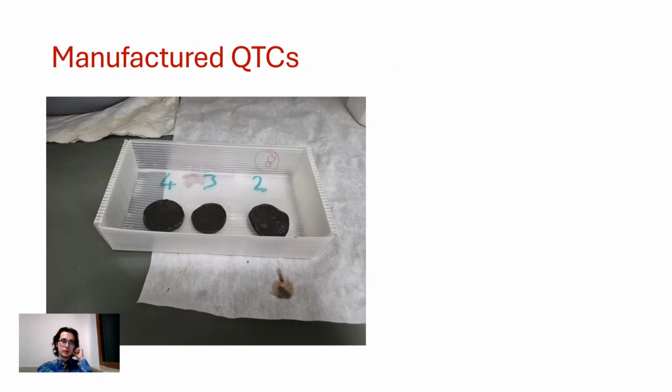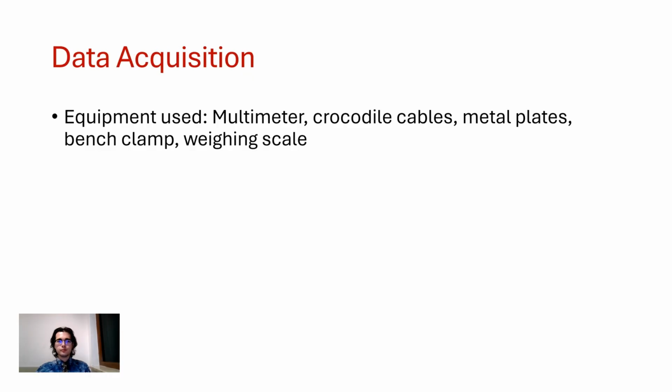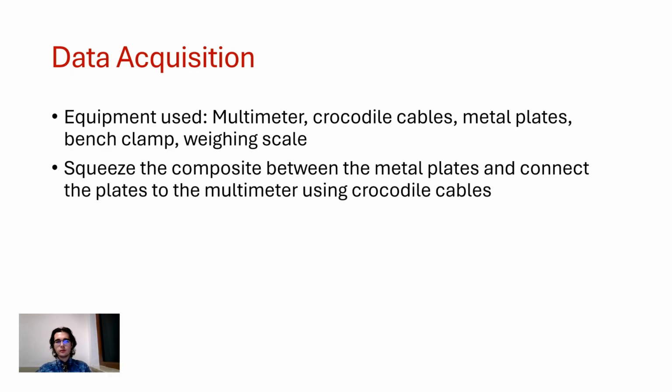Here's a photo of the manufactured quantum tunneling composites. And for obtaining the relationship between the resistance and the pressure, we use a multimeter, crocodile cables, two metal plates, a bench clamp, and a weighing scale.